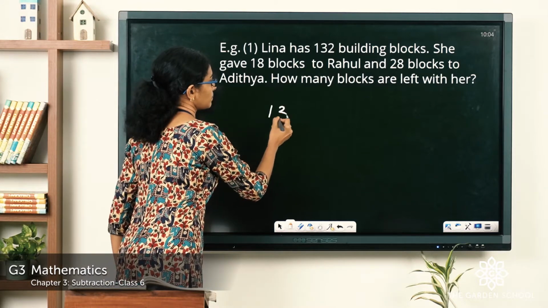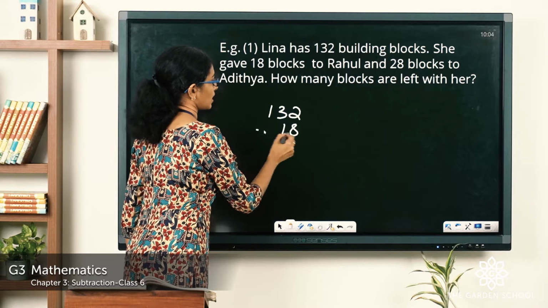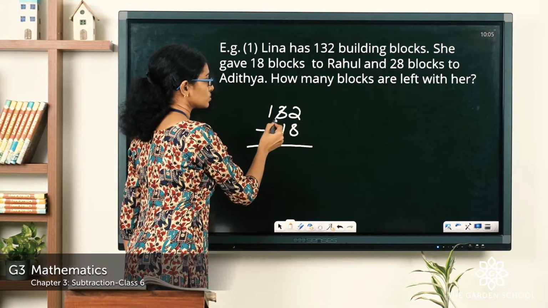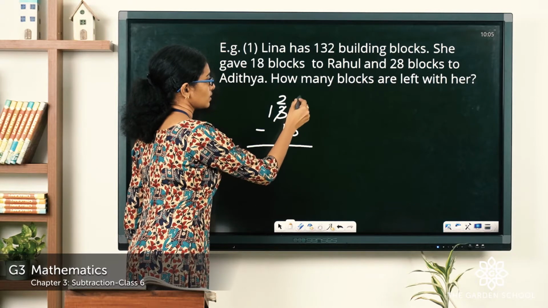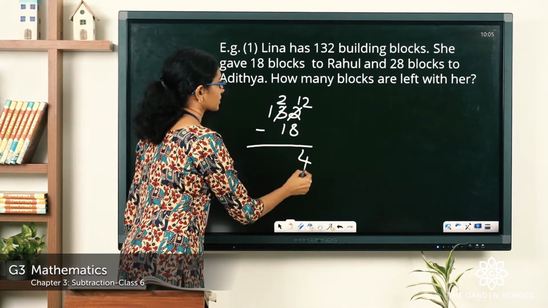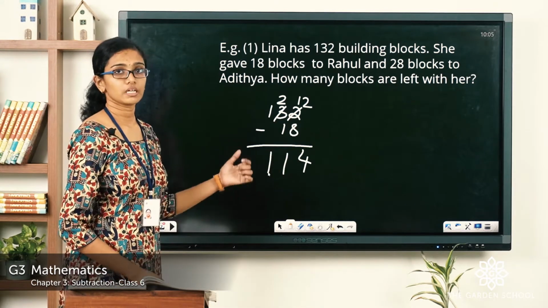So from the 132 blocks, first she gave 18 blocks to Rahul. What is left with her? 2 minus 8 we cannot do, so we borrow. So this is 2 and this is 12. 12 minus 8 we get 4. 2 minus 1, 1, and it's 114.